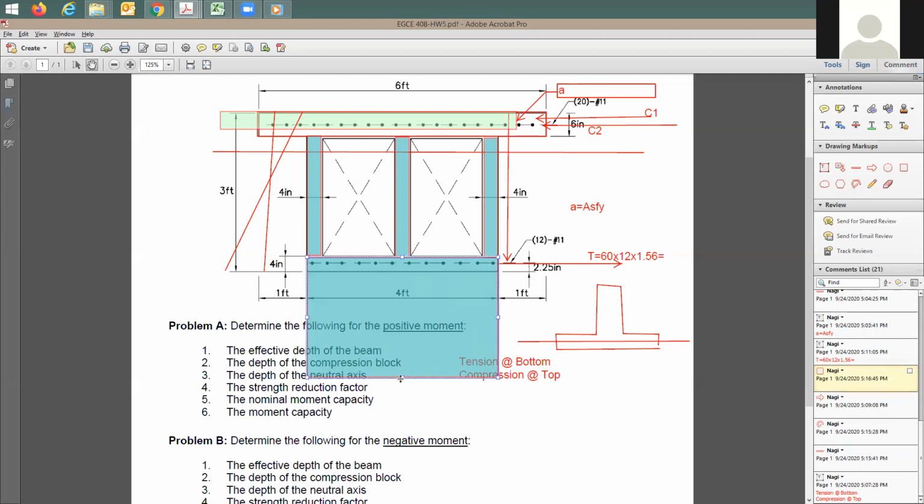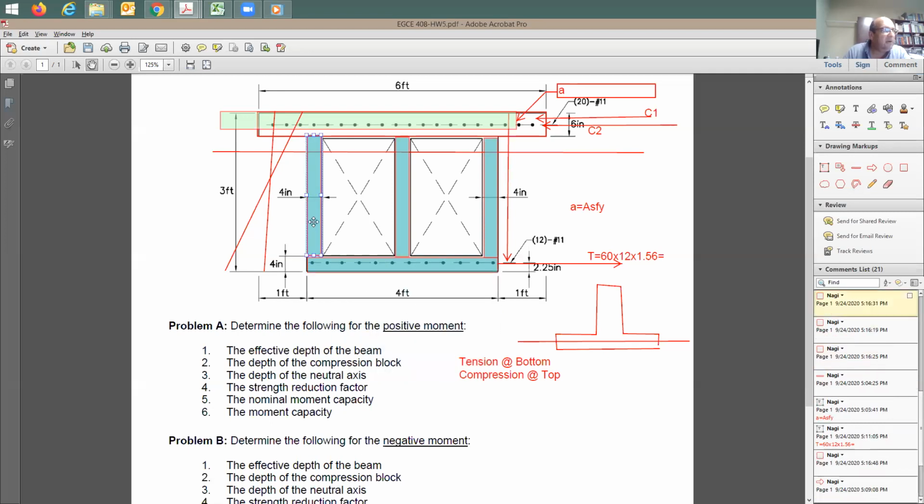Okay. So all I'm saying is just convert it into a T section. How do you do this? You bring this here, and then you bring this here. Now look at the shaded area only. So you have a T section. Okay? This is what I'm saying. And the total width of it is going to be 4 plus 4 in the middle plus this 4 inches.